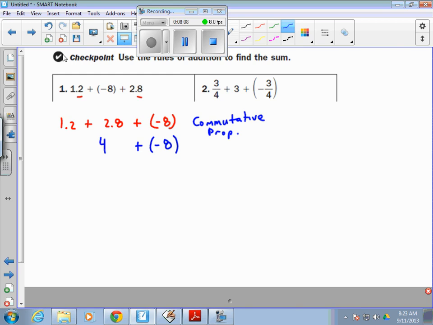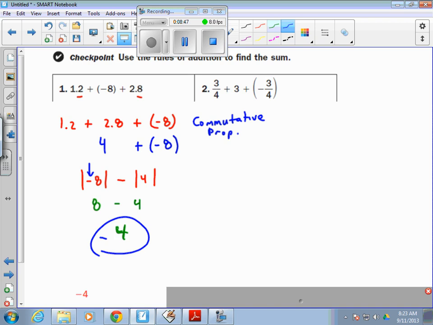Now we have opposite signs, 4 and negative 8. So you subtract the lower absolute value from the higher absolute value. So the absolute value of negative 8 minus the absolute value of 4. The absolute value of negative 8 is 8, minus the absolute value of 4 is 4. That'll give us 4. And then once you have the number 4, you keep the sign of the higher absolute value. 8 is the higher absolute value. Its sign was negative, so you keep it as negative 4.